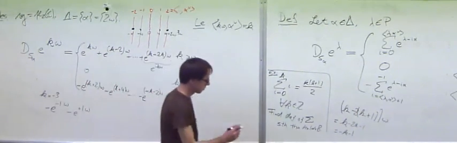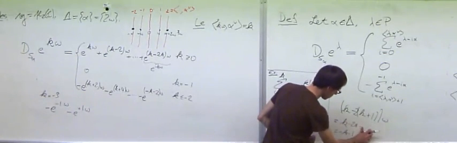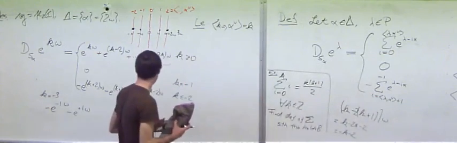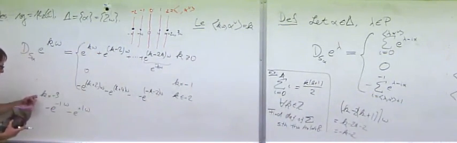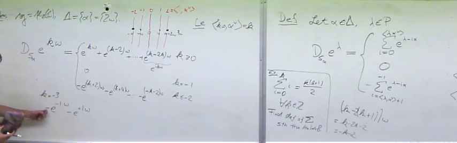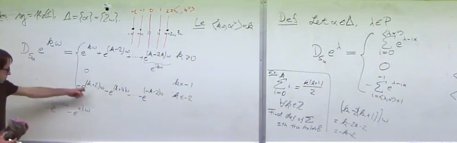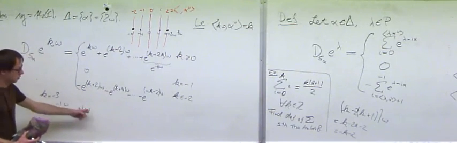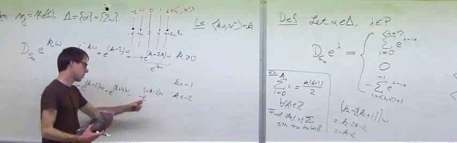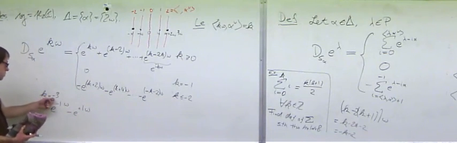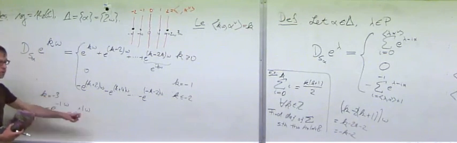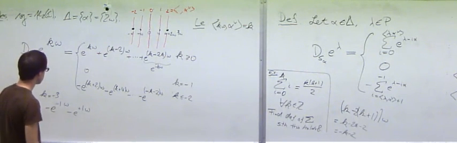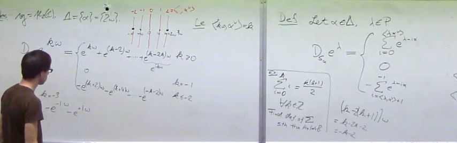Right here, I made a mistake. 2 times 1 is minus 2. So here we are good. So in case k is minus 3, it's minus e to the minus 1 omega, because this is k plus 2. Then k plus 4, it's 1. And in the end, it's minus k minus 2. So this is 3 minus 2, so this is 1. So that's it. Okay. So it's a bit mind twisting to work with this.